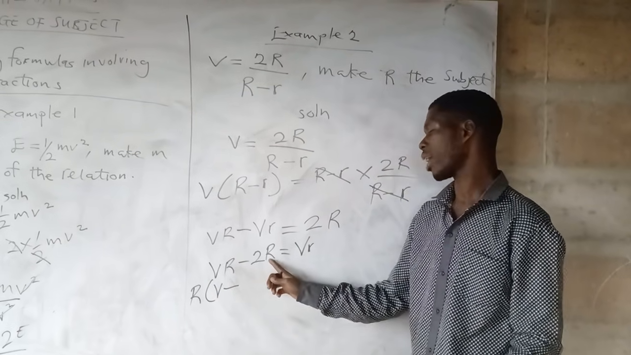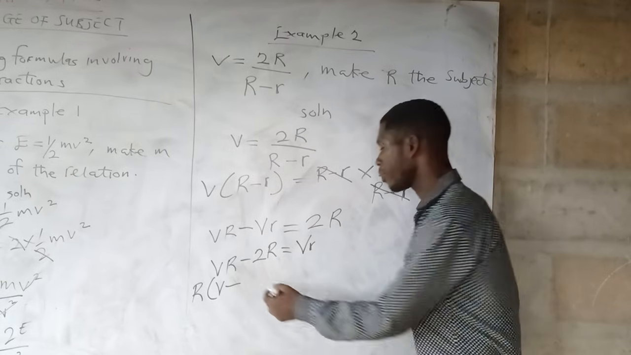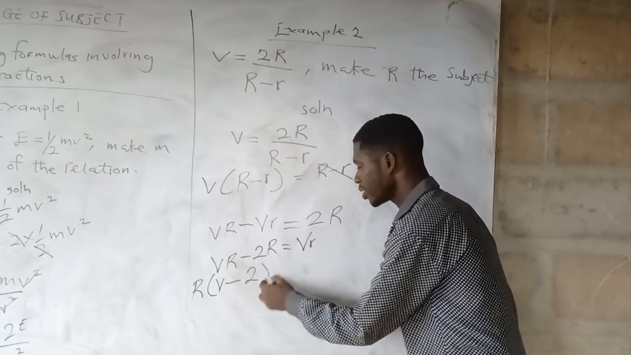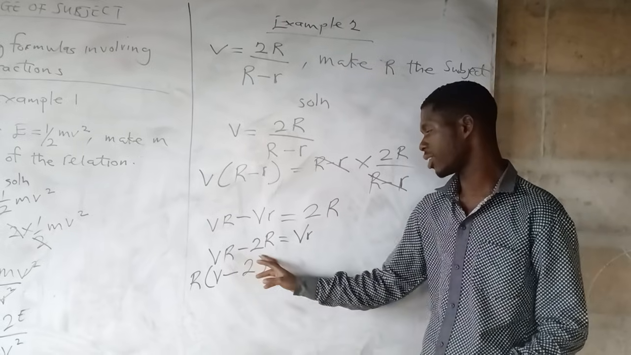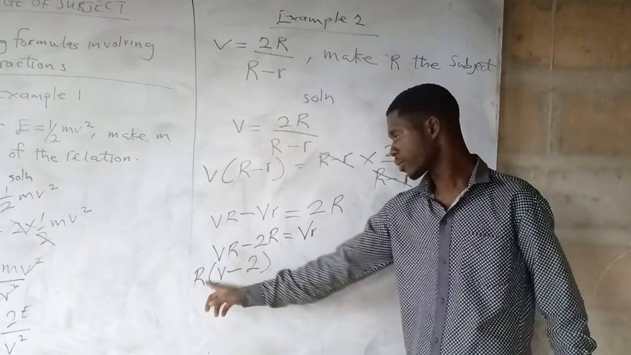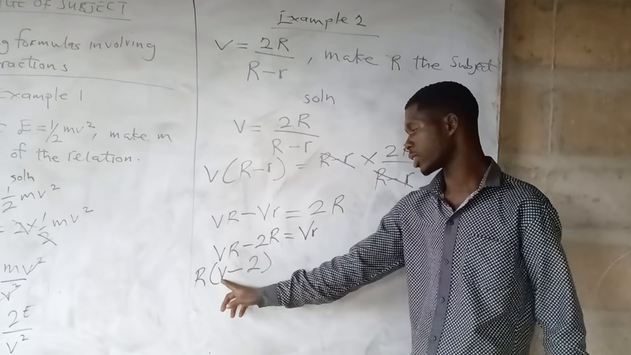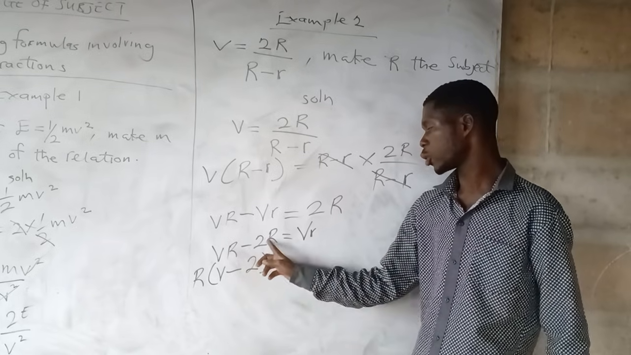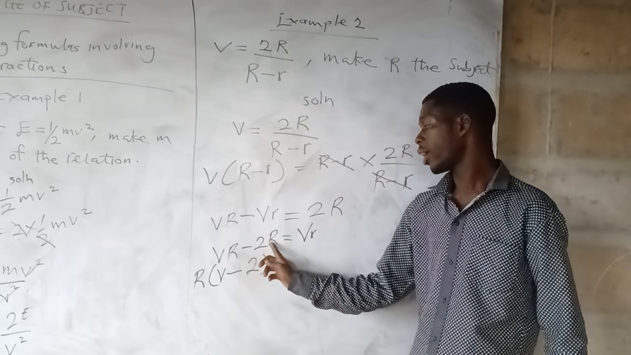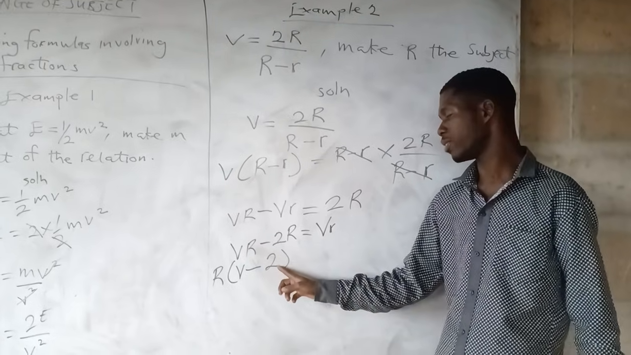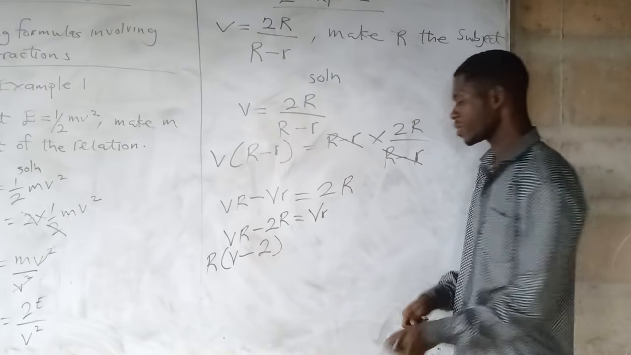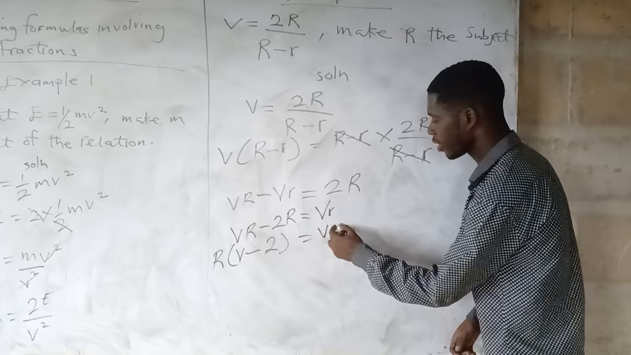When R comes out, it will be left with minus 2, right? Yes. So you factorize R out because R is here, R is here. So R here, then Vin will be in the bracket because it's left with Vin minus 2. If we factorize the R out, we are left with negative 2, equal to Vin small r.